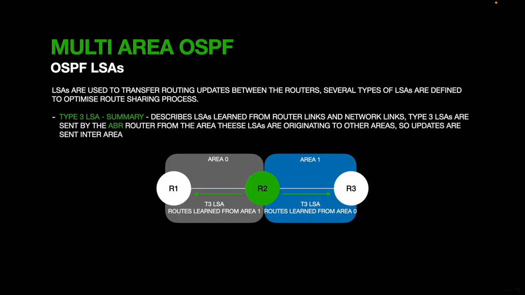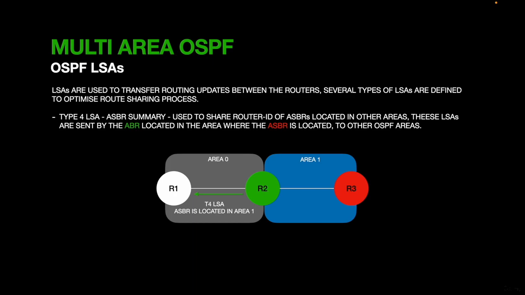Link state advertisements describe the routes learned from router links and network links. Type 3 LSAs are sent by the area border router. From the area, these LSAs are originating to other areas, so updates are sent inter-area. So R2 will send the type 3 LSAs with the routes learned from the area 1, and also router 2 will send type 3 LSAs into area 1 with the routes which it learned from area 0.